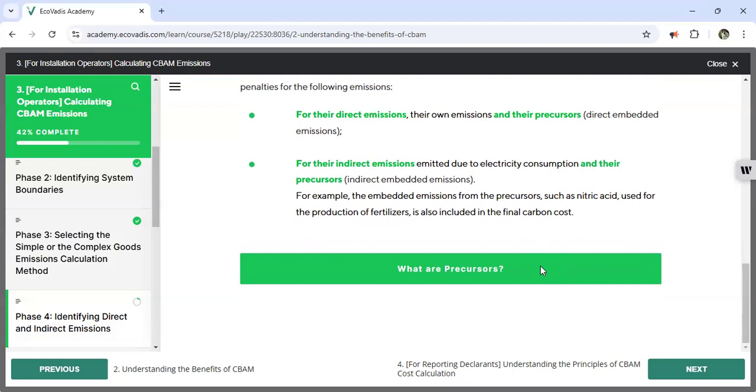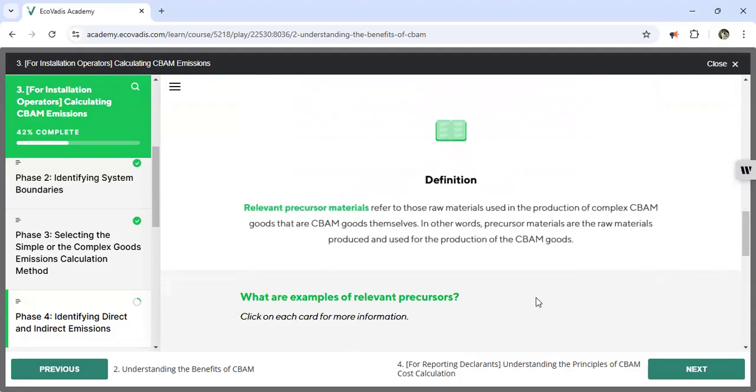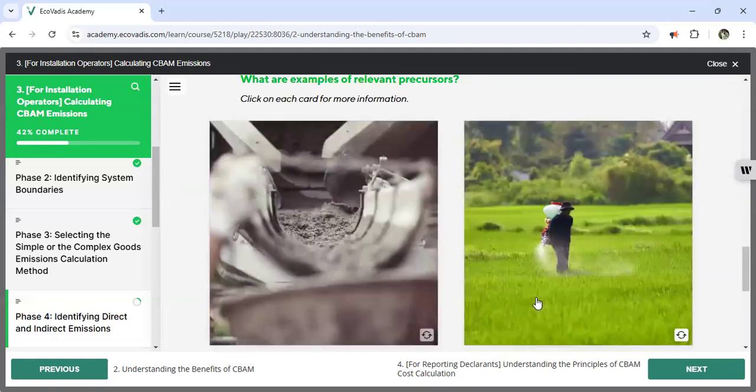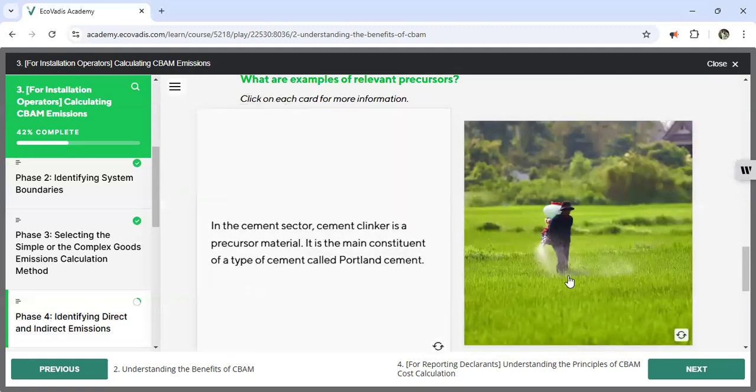What are precursors? Definition. Relevant precursor materials refer to those raw materials used in the production of complex CBAM goods that are CBAM goods themselves. In other words, precursor materials are the raw materials produced and used for the production of the CBAM goods. What are examples of relevant precursors? In the cement sector, cement clinker is a precursor material. It is the main constituent of a type of cement called Portland cement.